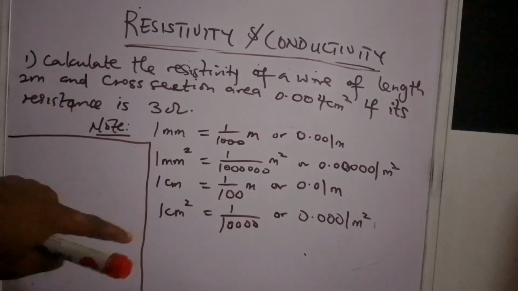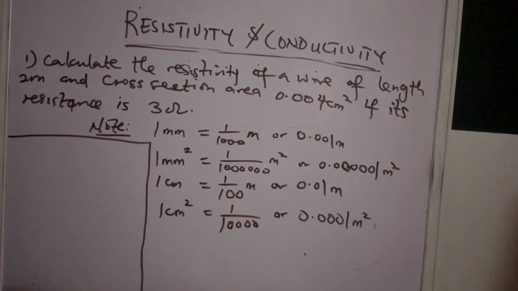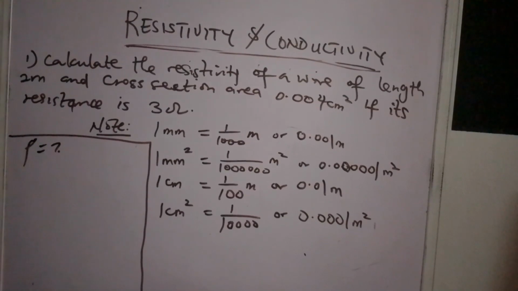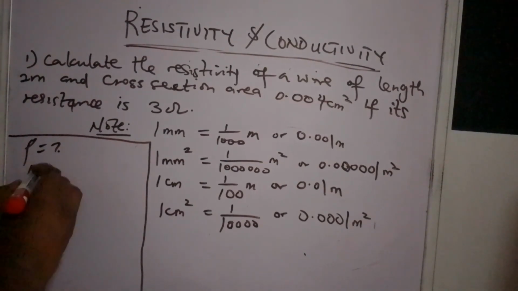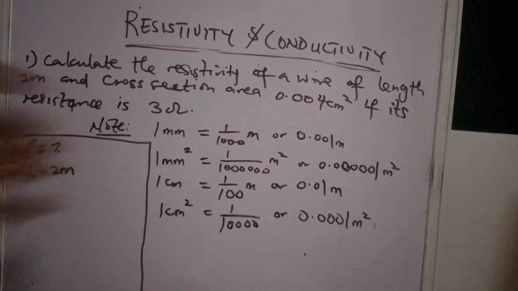Let's first pick parameters. Now we want to calculate the resistivity, so we are looking for rho. So that is unknown. Resistivity is what we are looking for. If the length L is 2 meter, then after that they give us cross-sectional area. So cross-sectional area is 0.04 centimeter square.